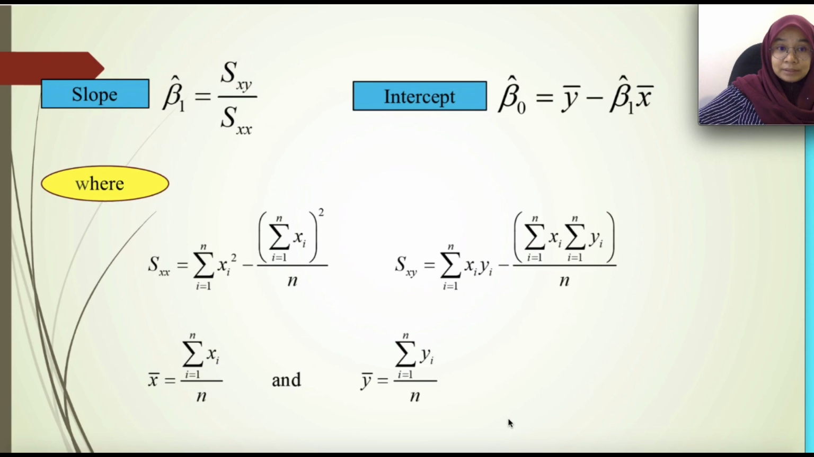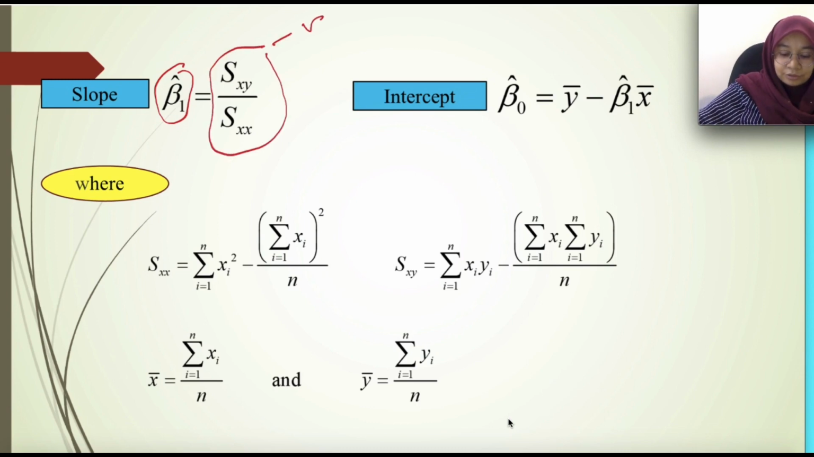How to calculate the beta 1 cap and beta naught cap? The formula is given in your step table. We will calculate beta 1 cap first. Beta 1 cap equals Sxy divided by Sxx. From when you calculated the R, you got all the Sxx, Syy, Sxy. Those values of Sxy and Sxx you bring here, and you will get the beta 1 cap.